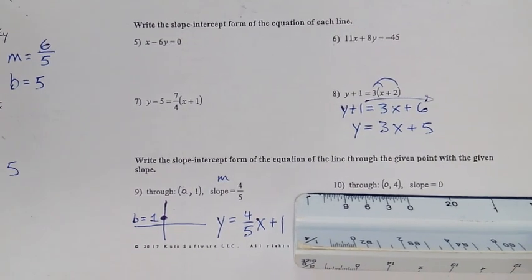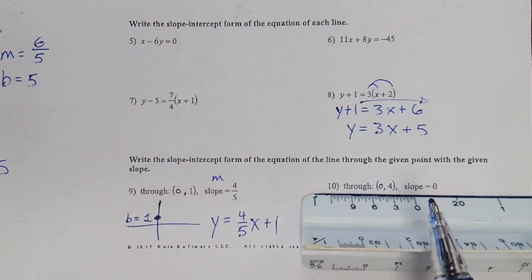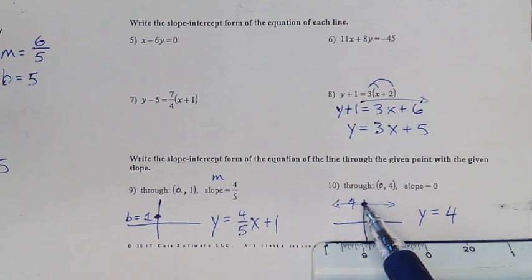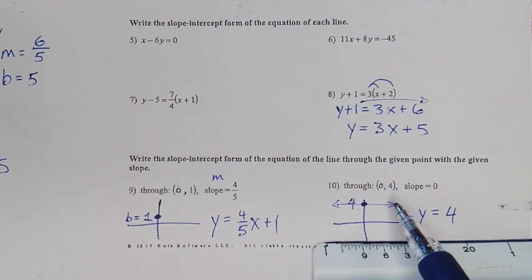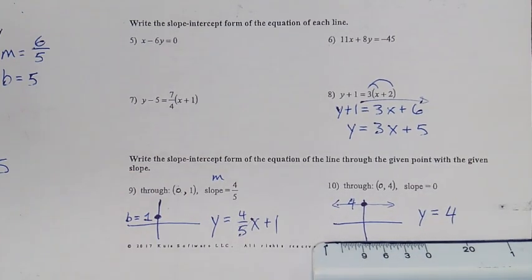Okay? What about this? A slope of 0, and it goes through 0, 4. Who can tell me the equation of this one? That's it. Y equals 4. Yeah, that's it. Okay, so your y-intercept is 4. It's a horizontal line that goes through 4. And so your equation is y equals 4.